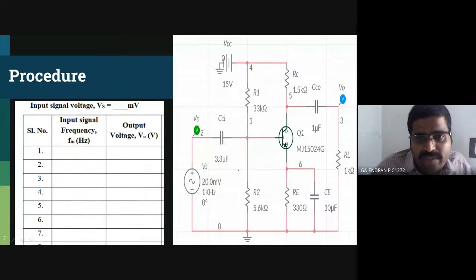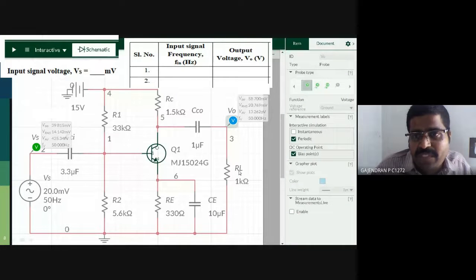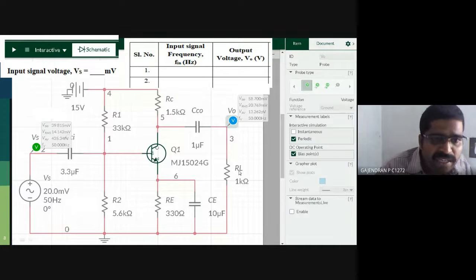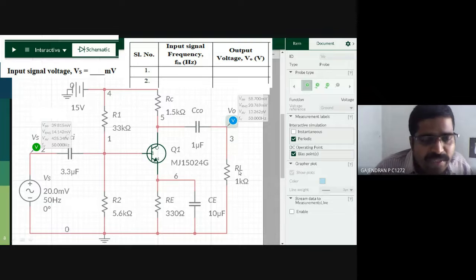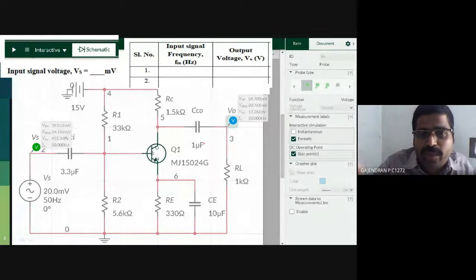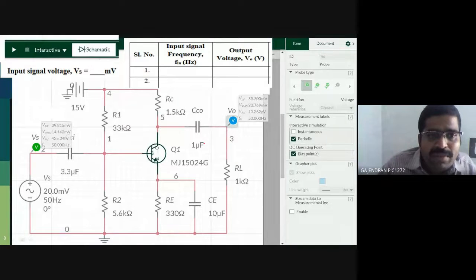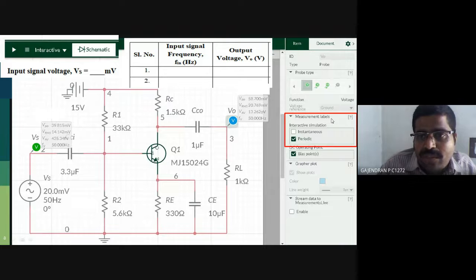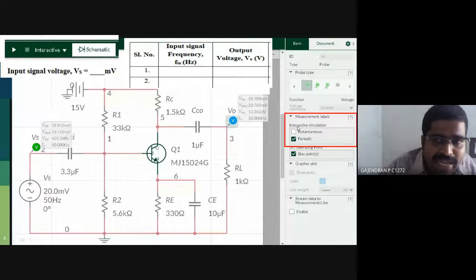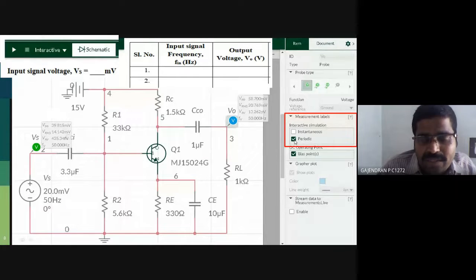As usual, we will give you some set of readings. Before that, how to take the reading? See, these are my two probes, signal probe and the output probe. Please observe what is the setting you need to keep in your simulation window. Please note it down. Go to the measurement label. There you need to select what? Periodic.